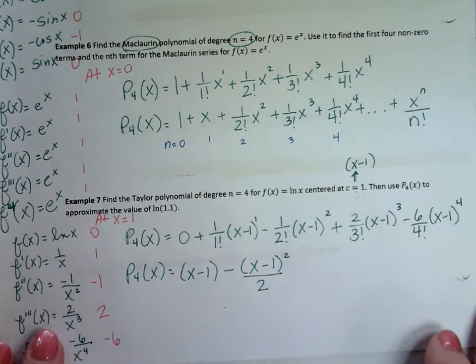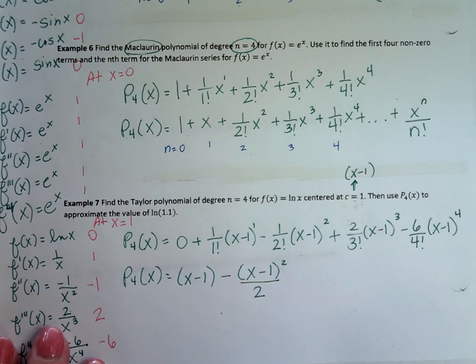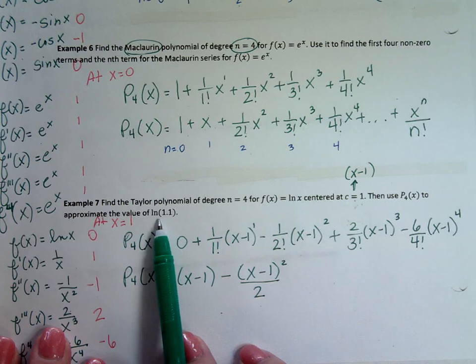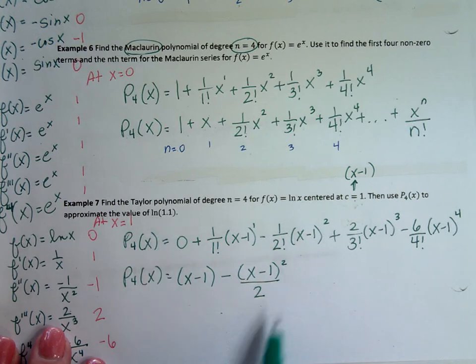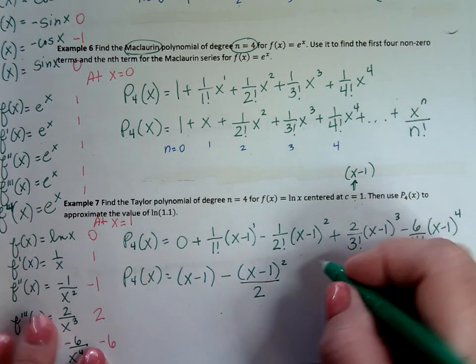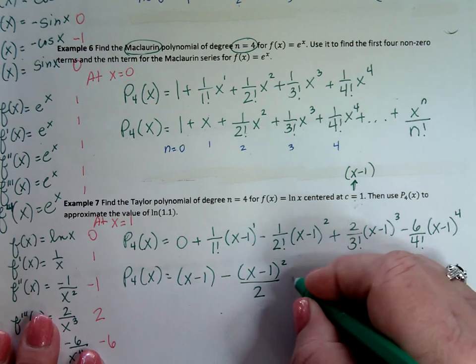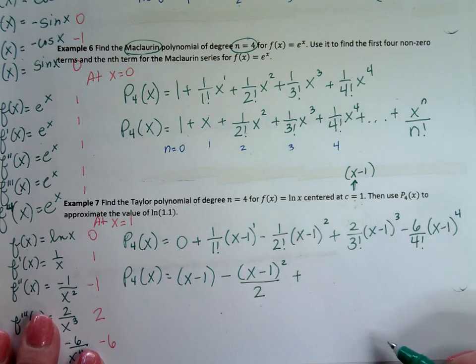And why am I simplifying this out more so than I did the others? Only because I have to evaluate it at 1.1, and you'll see when we do this, it's going to make your math a little bit easier to put in the calculator. By the way, these are always calculator questions when they ask you to do this kind of stuff. They're not going to make you do it in your head.